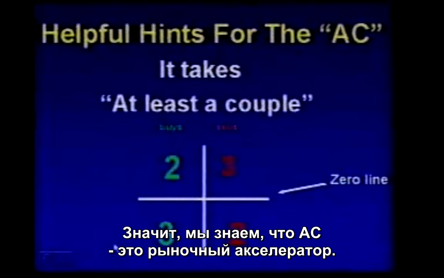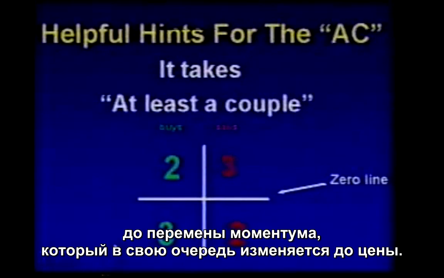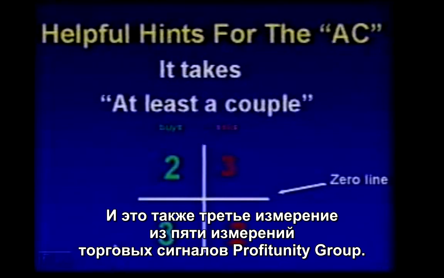So we know right now that the AC is the market accelerator. It's a measure of the change of speed and momentum. It normally changes before momentum, which changes before price. And it's also the 3rd dimension out of our 5 dimensions of the Profitability Trading signals.